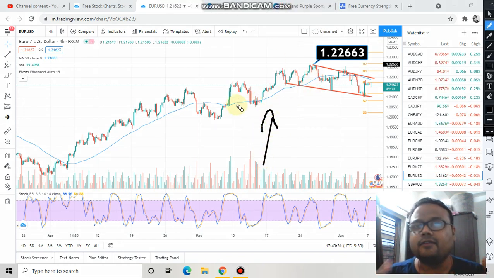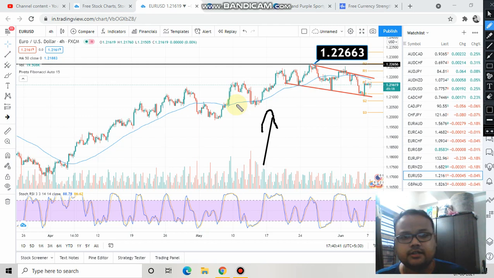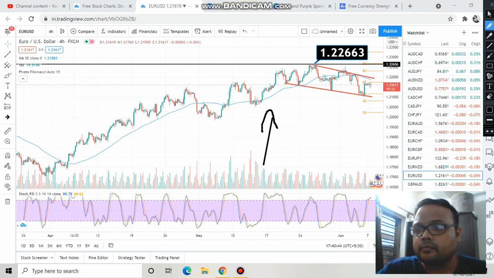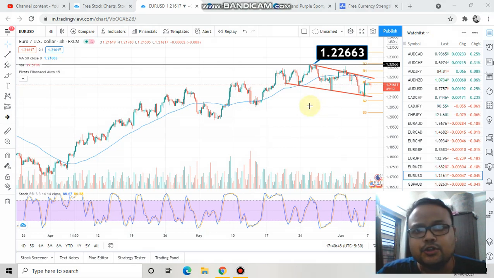And as I always say, we should always follow the trend. Following the trend means if a market is in uptrend, we should mainly look for buying opportunities, and if a market is in downtrend, we should look for selling opportunities. So the market is in an uptrend, and as I always say, we should always look for the area of value.